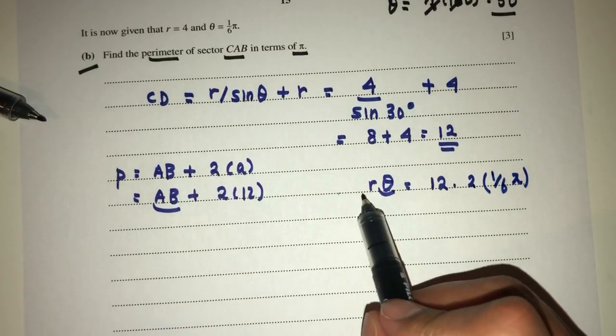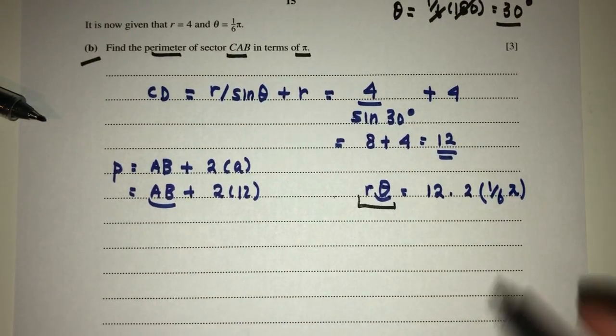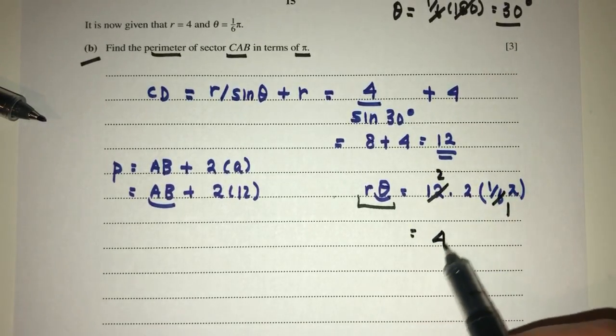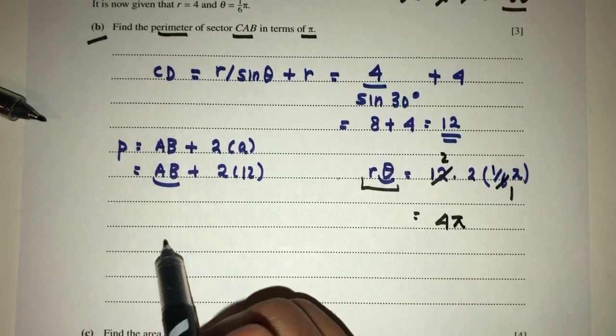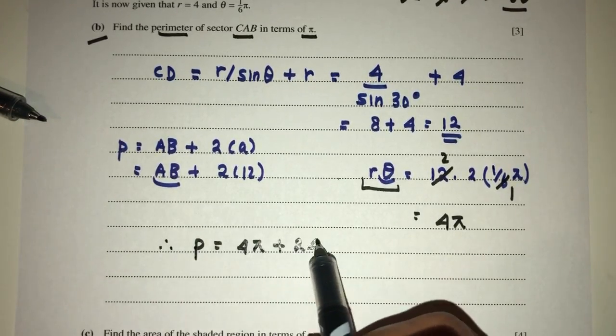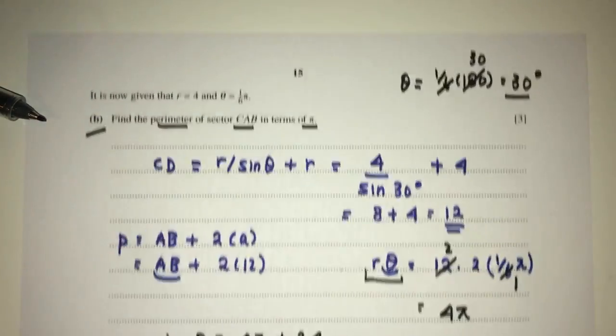So when you use this formula, your angle has to be in radians, not in degrees, okay? So that's the difference. That will become 4 pi. So the conclusion is P is 4 pi plus 24 for the perimeter in terms of pi.